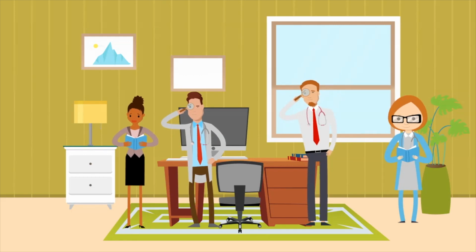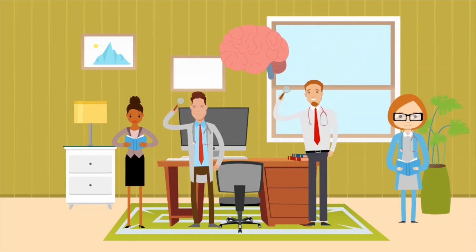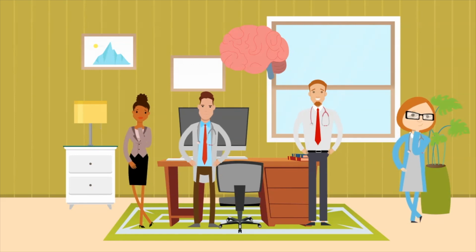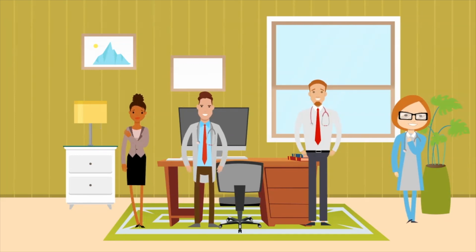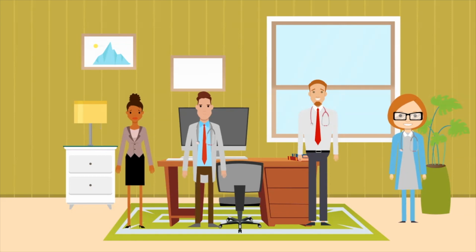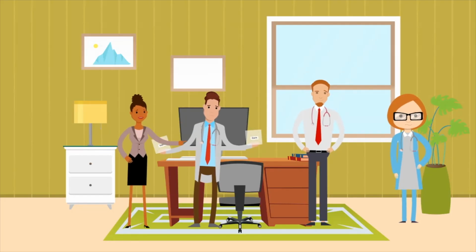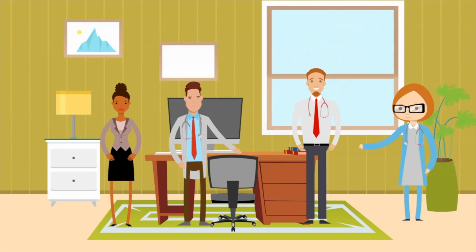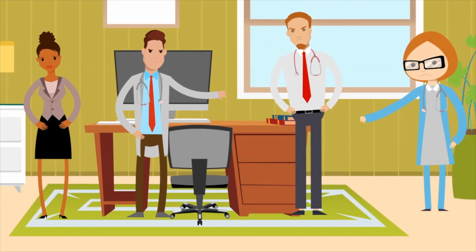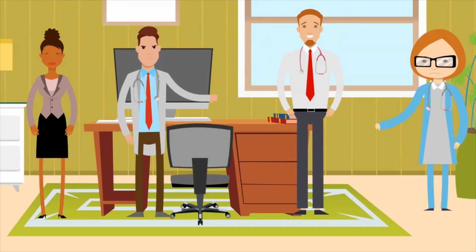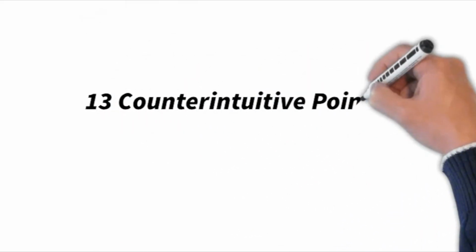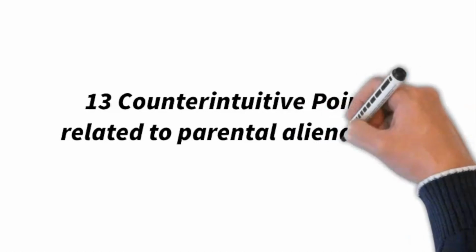However, the brain tends to rely on intuitive thinking, which can be fast, frugal, and helpful, but can also be inaccurate and misleading. You see, when the brain encounters an unfamiliar or difficult problem, it tends to substitute a different, more familiar problem that's easier to deal with. That's an unconscious, powerful bias and a dangerous error in professional practice. In this video, we'll discuss 13 counterintuitive points related to parental alienation.